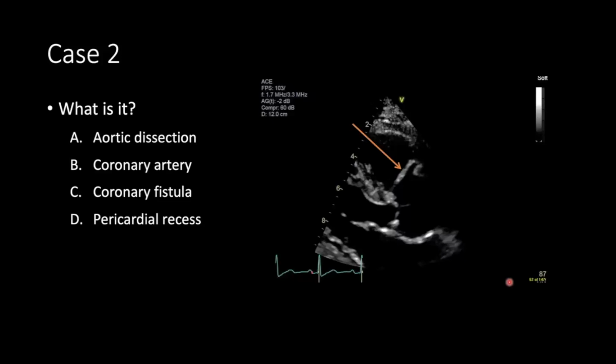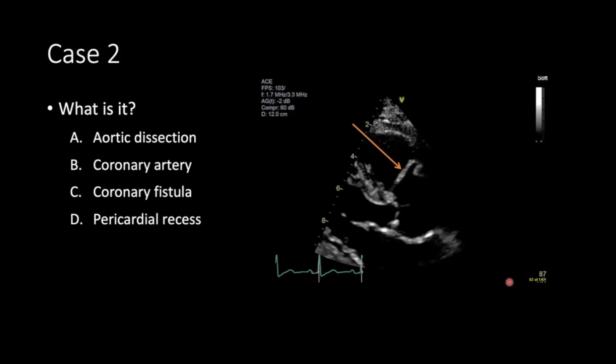That's all you get. For those of you who think it is a real finding, and not an artifact, I give you 4 true findings. Do you think it's an aortic dissection? A coronary artery, a coronary fistula, or a pericardial recess? B and or C. Okay, it's either an artery or a fistula. Any other thoughts?